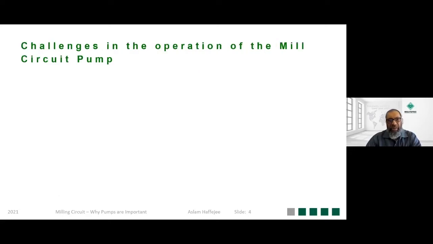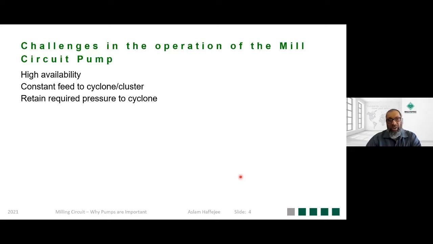Right, now we're going to look at the challenges that the pump actually has in its operation within the mill circuit. The first priority that everybody considers the pump to have is high availability. It's got to keep on going all the time in order to keep the mill circuit operational. The other very important feature is it's got to deliver a constant feed to the cyclone so that the cyclone can do its classification act effectively. And at the same time, it's got to deliver the required pressure that the cyclone needs to maintain its cut point, etc.